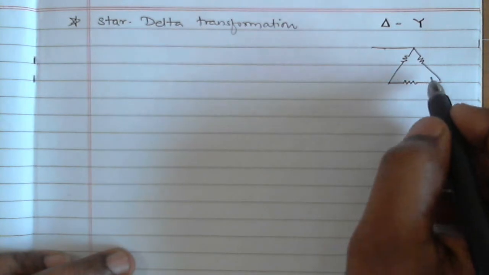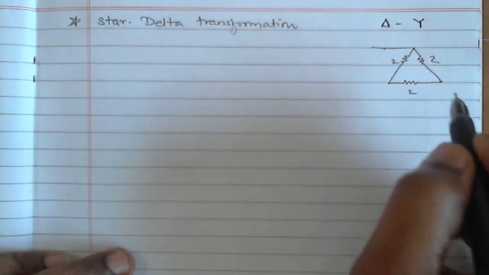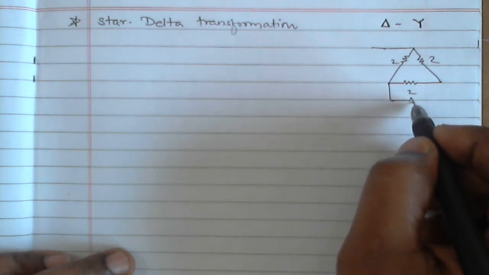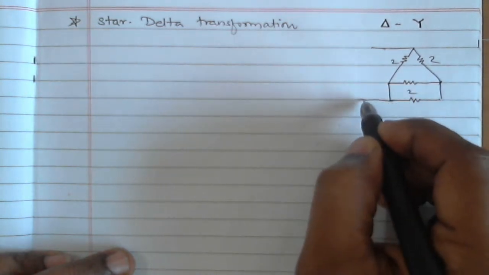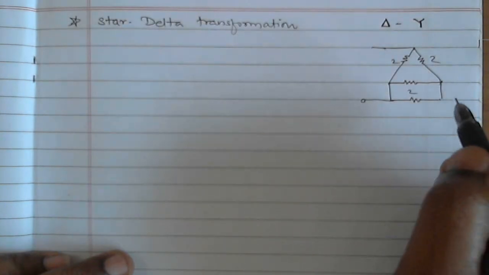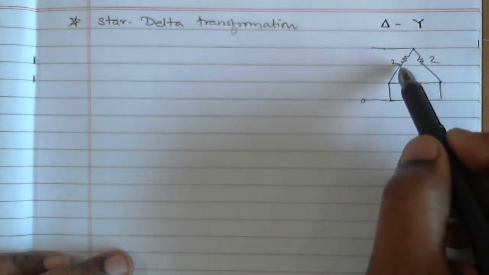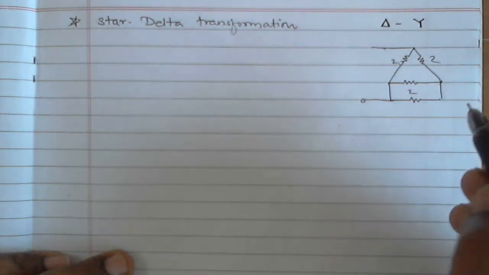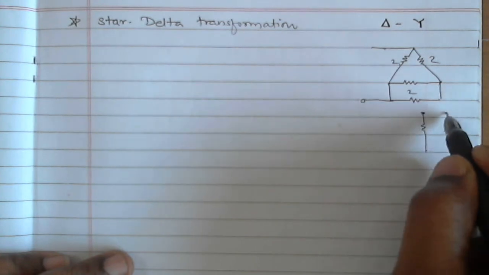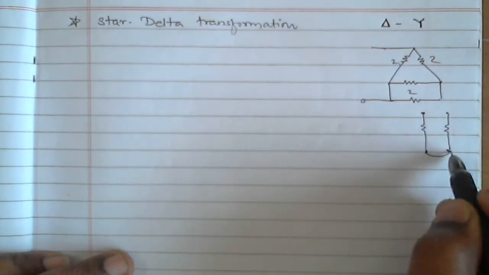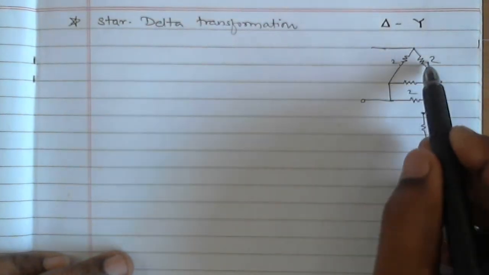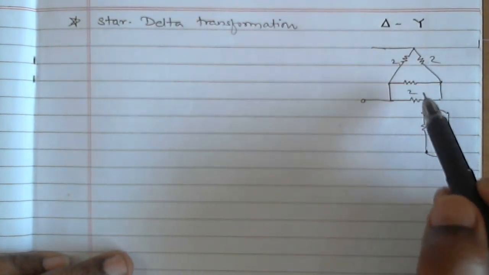If this is a circuit with 2, 2, 2, okay, then how can you solve this particular circuit? Can I say that 2 and 2 are in parallel? No. If two resistances are to be in parallel, then their starting point and end point should be connected directly without any element in between. So I can't say these 2 and 2 are in parallel.